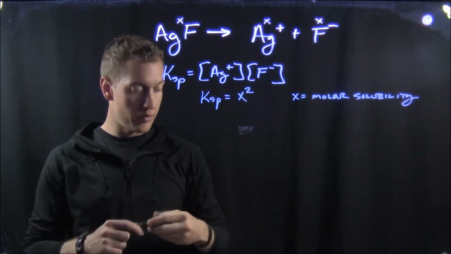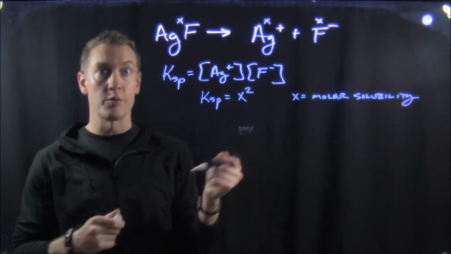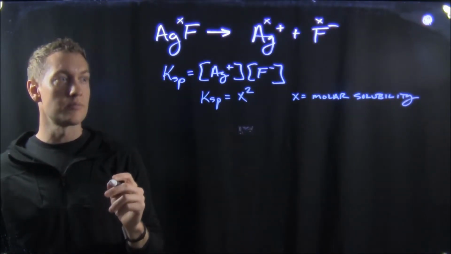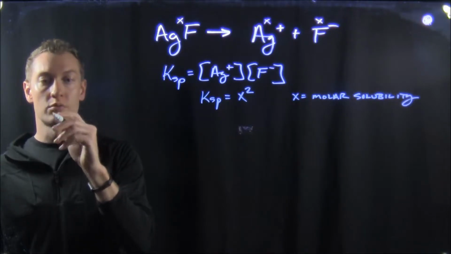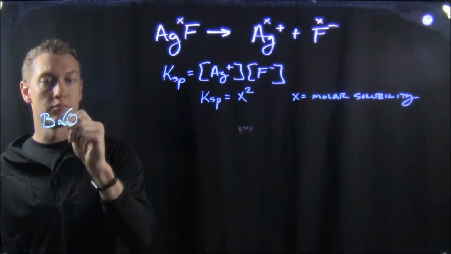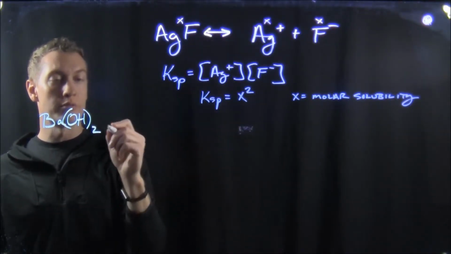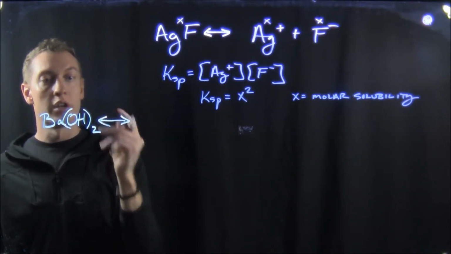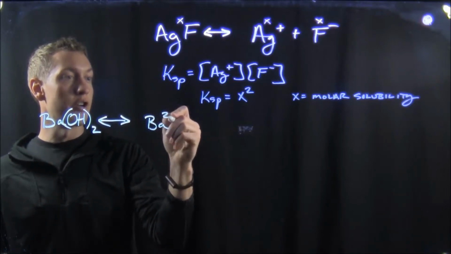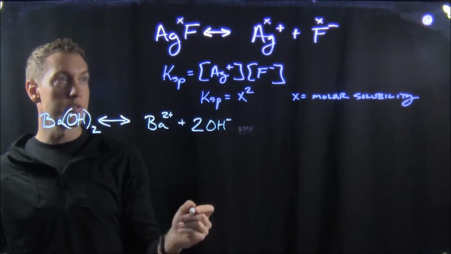If you were using a different compound and it was dissolving, let's say, what's a good one? Let's go barium hydroxide. And that should have been a double arrow. All right. So barium hydroxide dissociating, you are going to get a barium 2+ ion and 2 hydroxide ions.